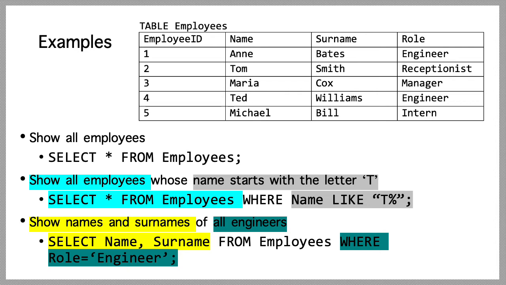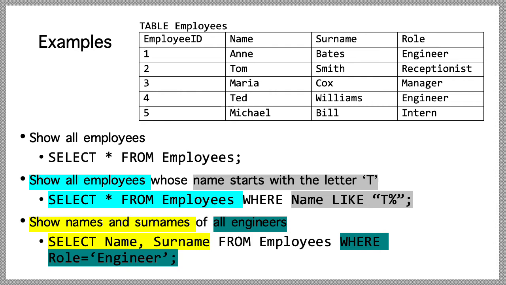What if we wanted to see all employees whose first name starts with the letter T? So you can see I've highlighted bits of this SQL statement here for your convenience. So you can see that the start is the same as show all employees, because obviously the data we're going to be filtering in the second part is the whole of the table. So we're not selecting only name or surname or role.